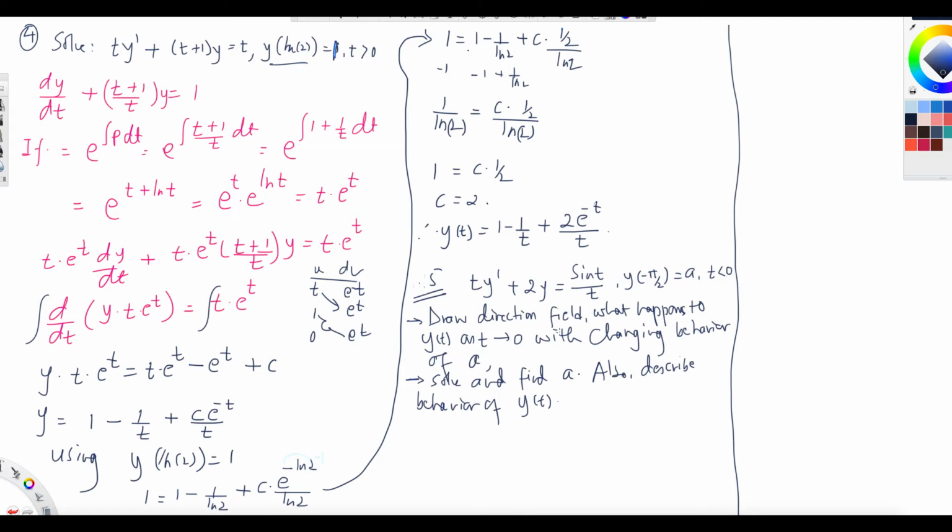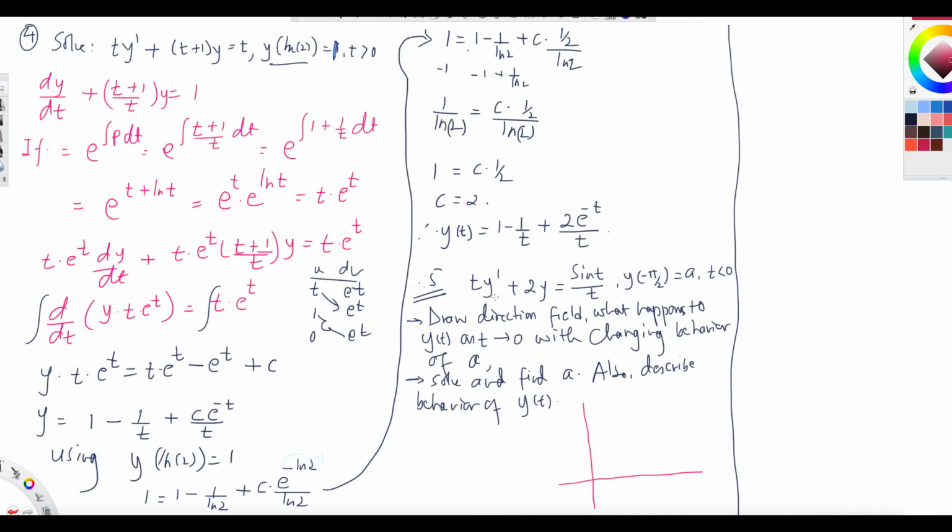Draw a direction field and then find out what happens to y of t as t tends to 0 with changing behavior of a, the initial value. So solve and find a. And then also describe the behavior of y of t. Let us first answer the first question, draw the direction field. Again, I'm going to use that app to draw the direction field.